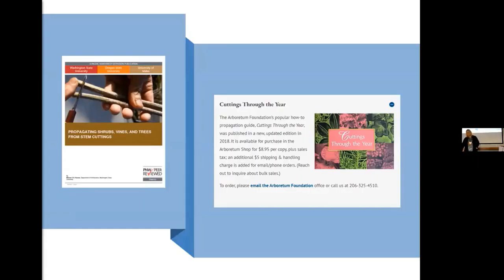What is the name of the book? It is called Cuttings Through the Year. If you go to the handout online, it'll give you instructions. You can't technically buy it online. You have to contact the Arboretum, and then they'll charge you $5 to get it mailed to you. Or you can go up and have a lovely afternoon walking around the Arboretum, go into the store there and buy it. Mine is from 2003, and it was only $5.95, but it's now $8.95, and it was updated in 2018. It's great because it has plants that we have in our area, so it's very specific to Western Washington.